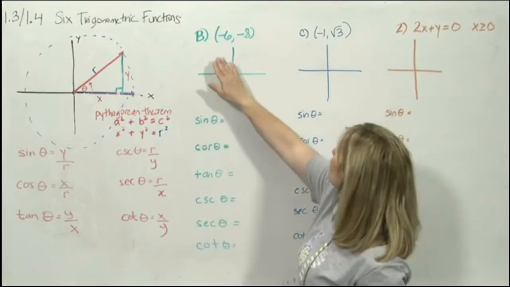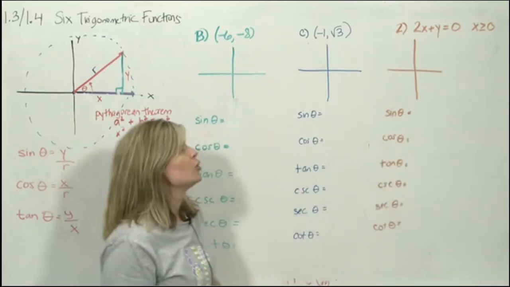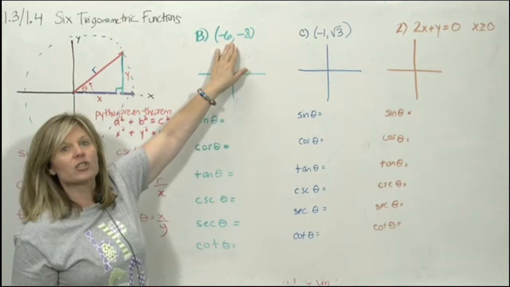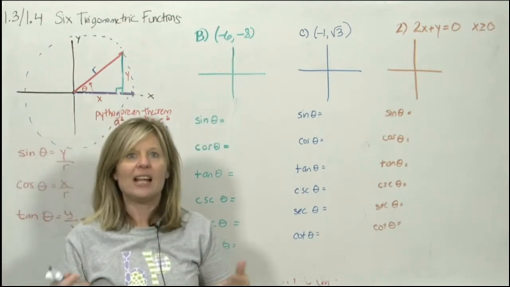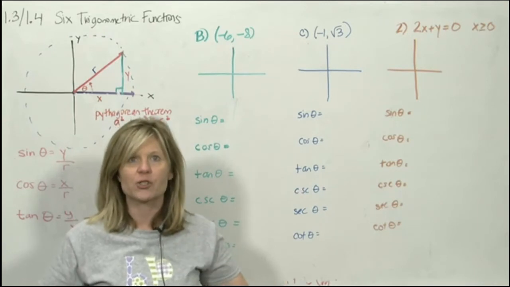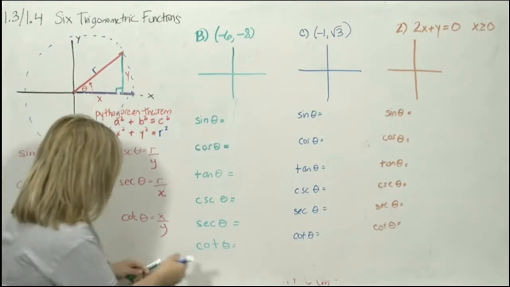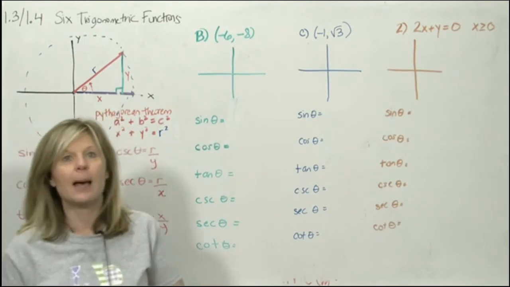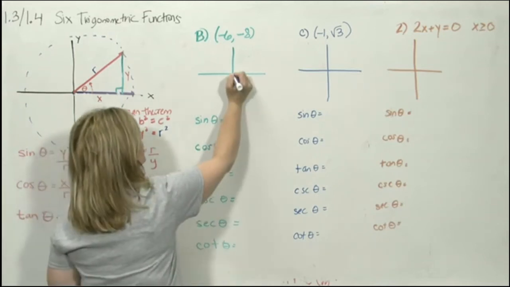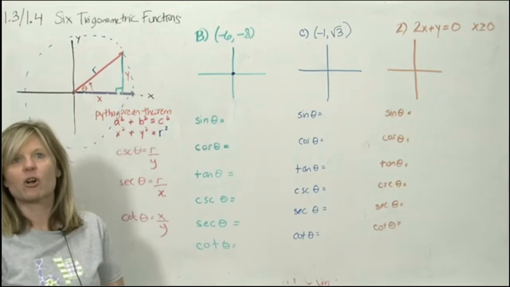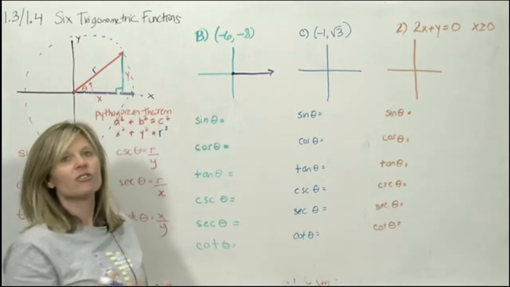I'm going to do example 1B and 1C to start you off. So the directions say, given this ordered pair, draw the angle in standard position and define the 6 trig functions. So let's do step 1 that we've already learned. Draw the angle in standard position. What does that mean? It means, where do we place our vertex point? Good, at the origin. Where do we place our initial ray? Good, positive x-axis.